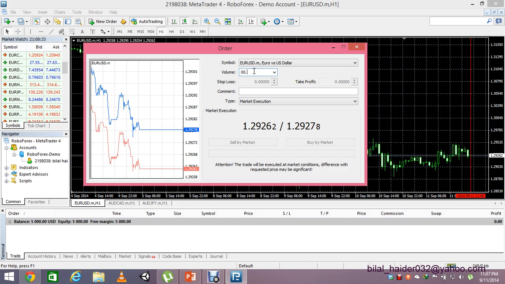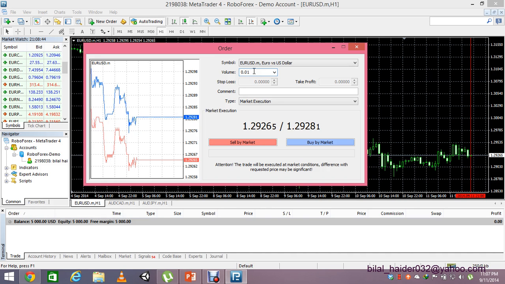What I'm going to place here is the very minimal lot, that is 0.01. I'm placing that much lots. That means I'm about to purchase 1000 units of that currency. I'm about to buy actually 1000 US dollars.